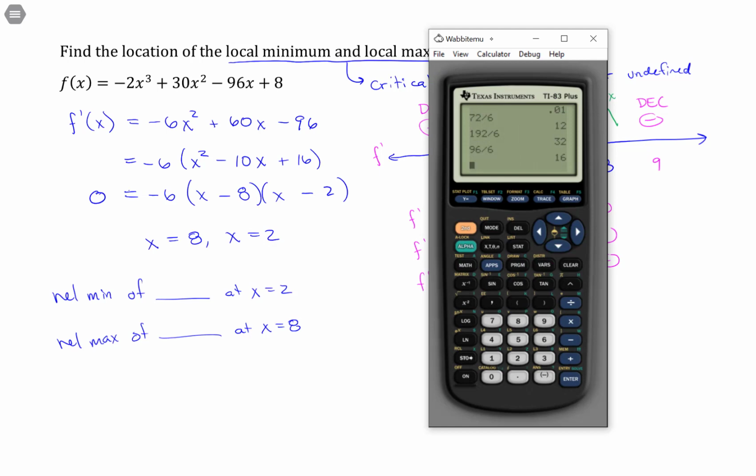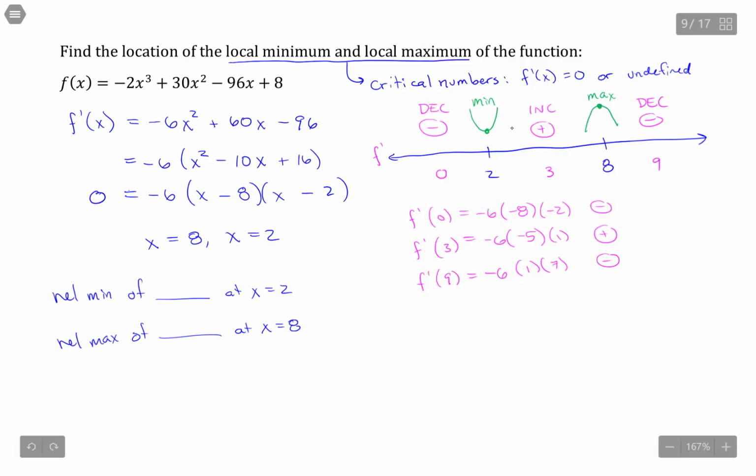To figure out what those values are, I'll just use the calculator. So let's plug in the polynomial here. And this is the original polynomial, not its derivative, because I just want the y values. So negative 2x cubed plus 30x squared minus 96x plus 8. Okay, go into the table and plug in 2 and 8. So negative 80 and 136. So I have a relative minimum of negative 80 at x equals 2 and a relative maximum of 136 at x equals 8.